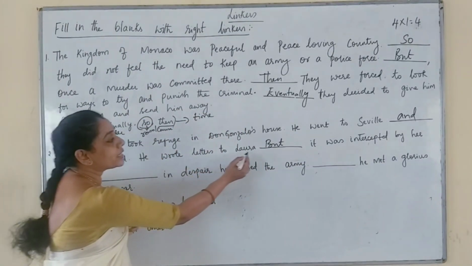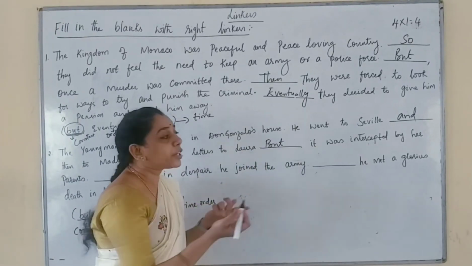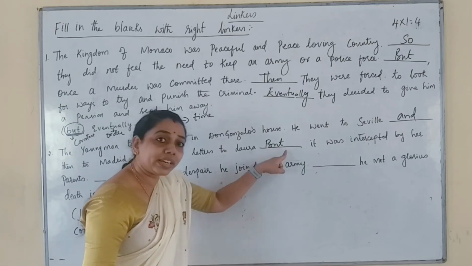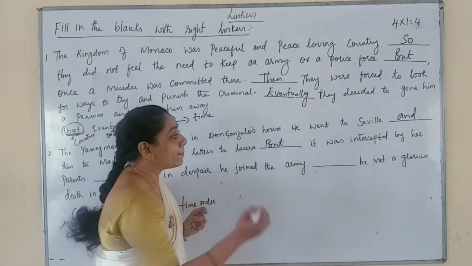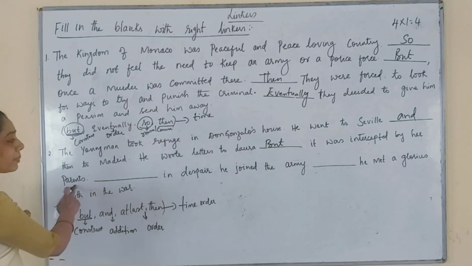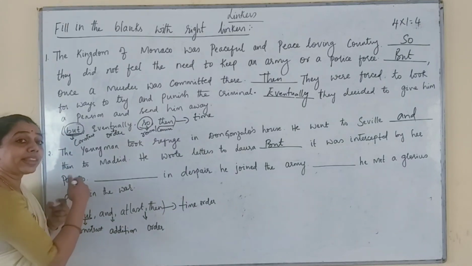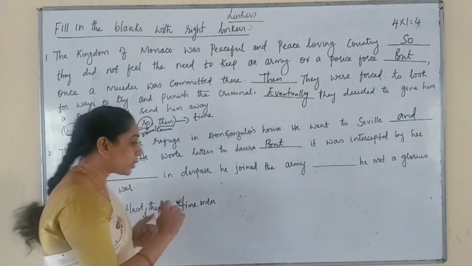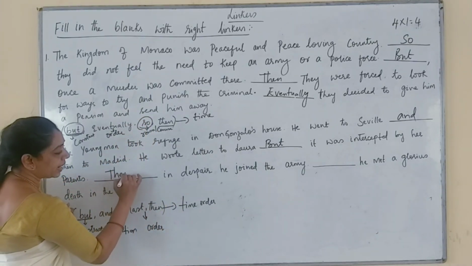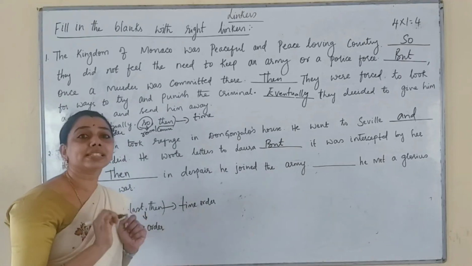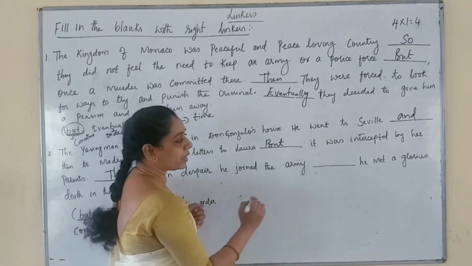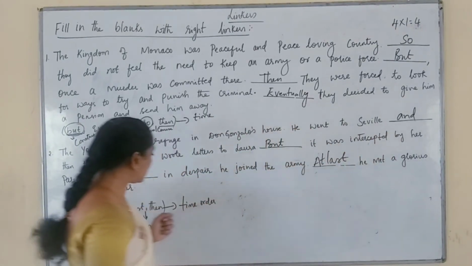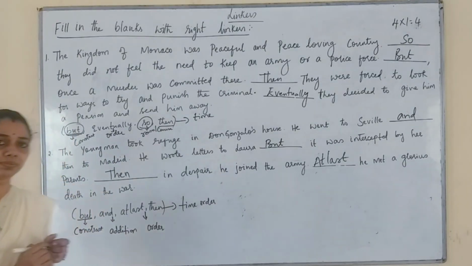So he wrote letters to Laura, but it was at last intercepted? No. Then it was intercepted? No. But it was intercepted by her parents. Then, in despair, after that he lost his hope. So now you can't write at last here. Then in despair he joined the army. At last, finally, what happened? He met a glorious death in the war.